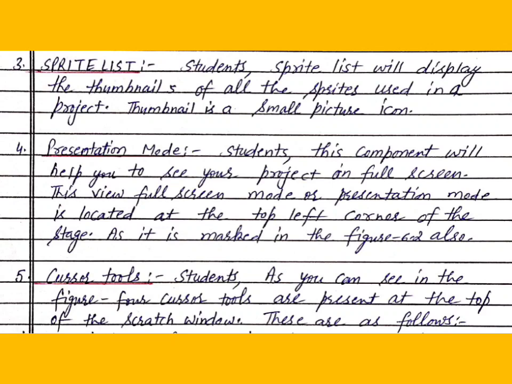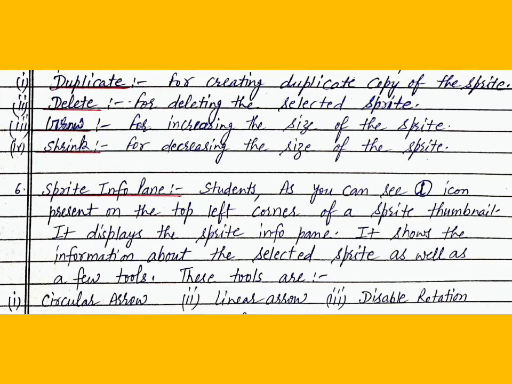Number 5. Cursor tools. Students, as you can see in the figure, 4 cursor tools are present at the top of the Scratch window. These are as follows. Number 1. Duplicate, for creating a duplicate copy of the sprite. Number 2. Delete, for deleting the selected sprite. Number 3. Grow, for increasing the size of the sprite. Number 4. Shrink, for decreasing the size of the sprite.